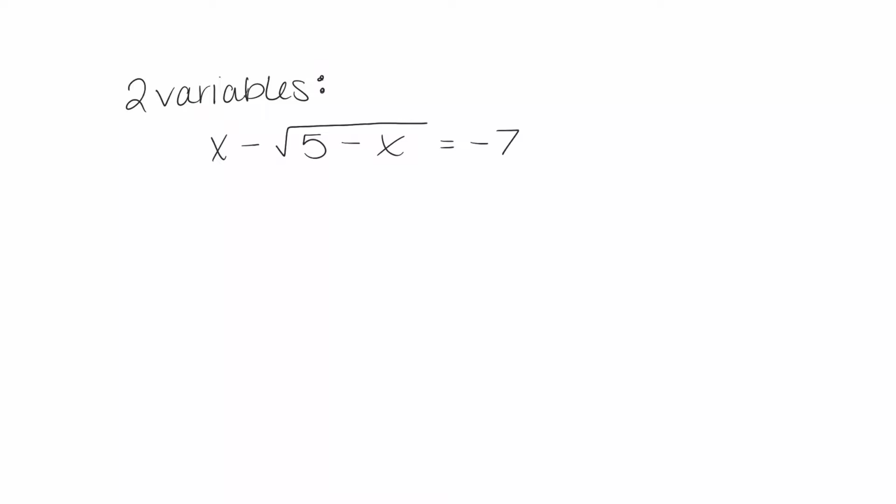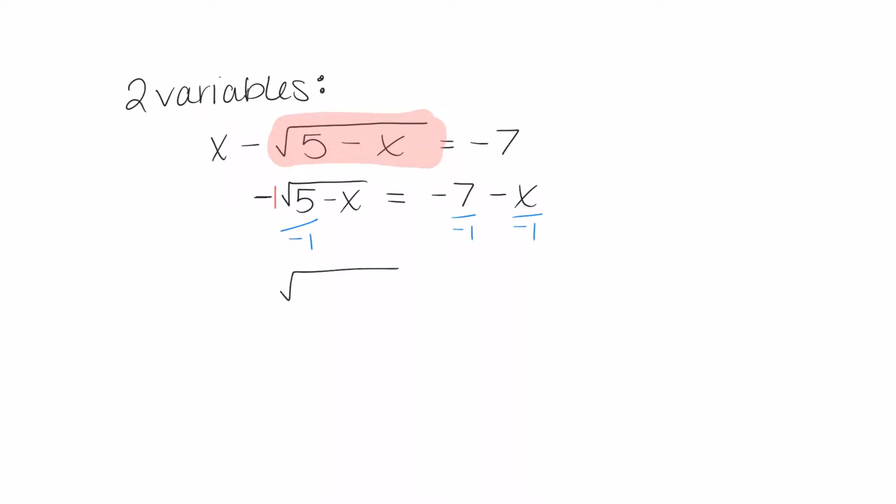That means I need this radical to be by itself, which means that x needs to move and the negative needs to go. So I'm going to say the square root of 5 minus x equals -7 minus x. Oops, I still have a negative here. Now, remember, this is like a -1. So if I divide everything in my next move by -1, then I'm going to have the square root of 5 minus x equals 7 plus x, which is far nicer.